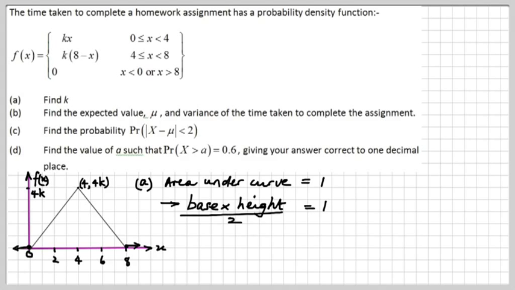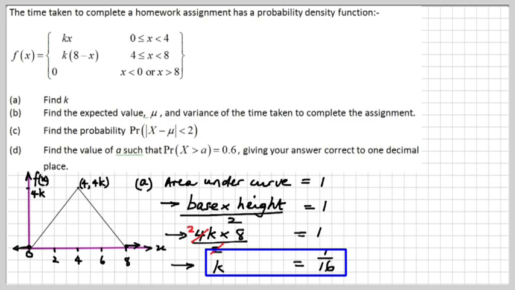So what's the base? Come on, 8. And the height is 4k, over 2, equals 1. Easy, you can solve that. You can cancel out the 2, bottom and top, and you get k = 1/16. Did you get that? Good on you. That's really good. Okay, so that's part A done.